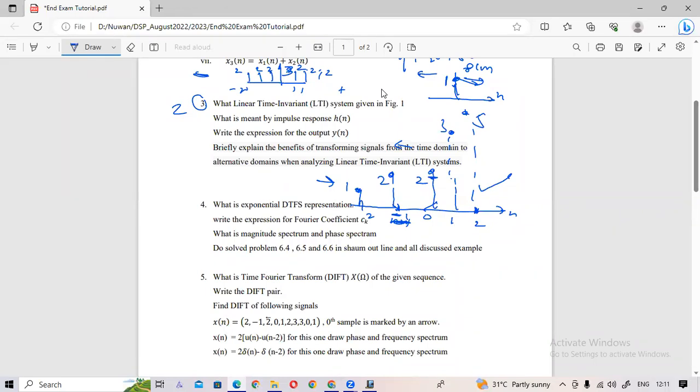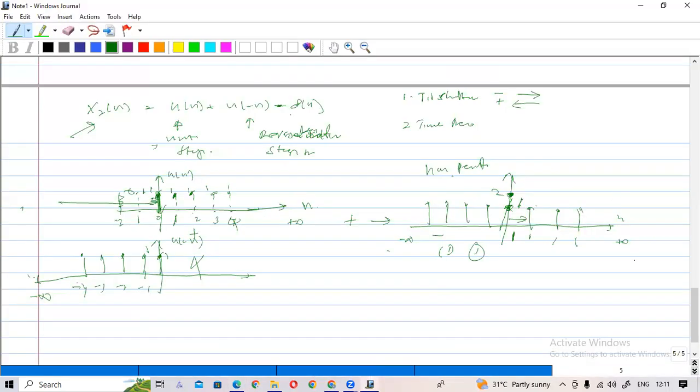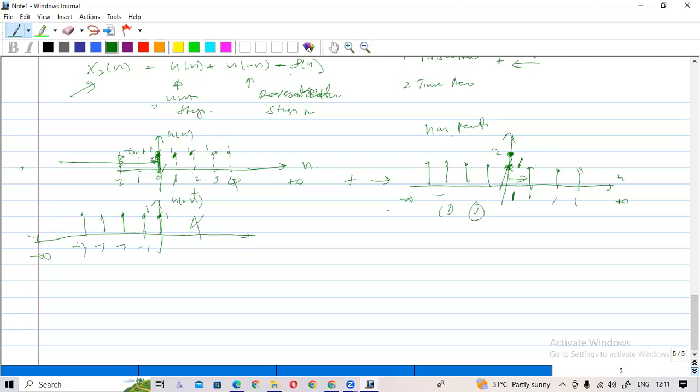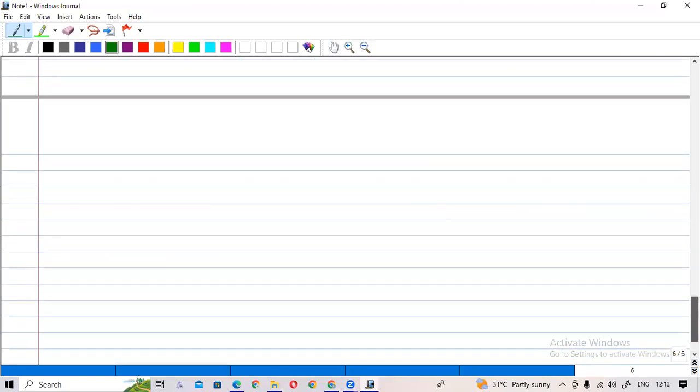So you know that linear time invariant system means the system should be linear, and the system should be time invariant. We have discussed these things, actually, in modern control theory also.